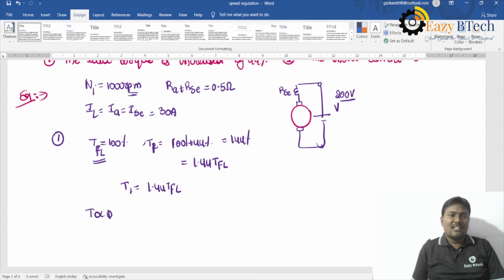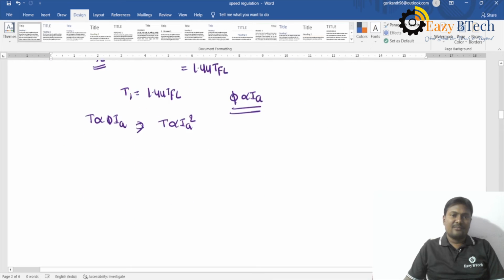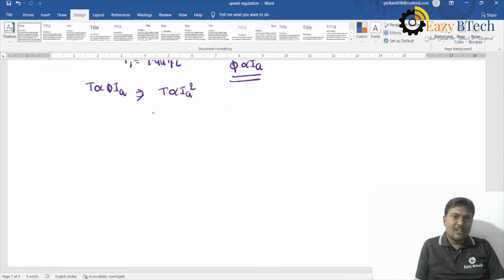Torque is directly proportional to flux into IA. For a DC series motor, flux is directly proportional to IA. So finally, torque is directly proportional to IA square. T full load divided by T1 is equal to IA full load divided by IA1, whole square, because the full load is assigned here.